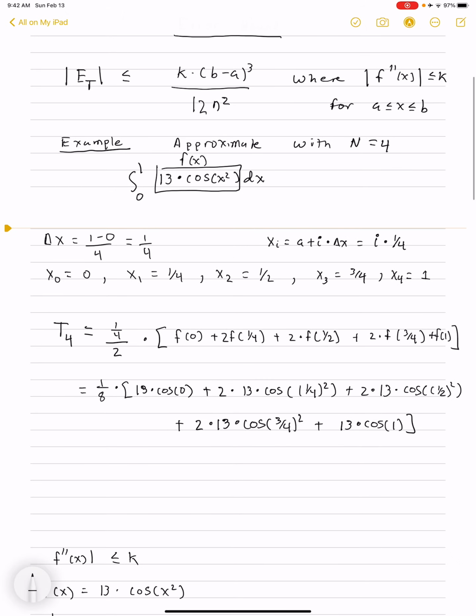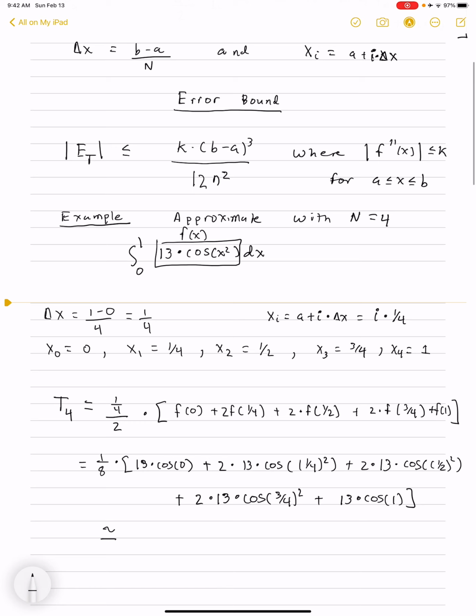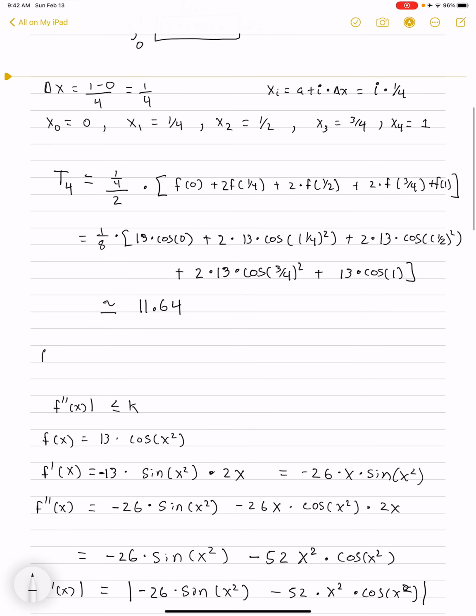Okay, and when you do all of that and you add it up, you're going to get an approximation which is 11.64. So when you evaluate that, add it up, perform all the multiplications, you'll get approximately 11.64. Okay, so you might ask this question, how accurate is this?